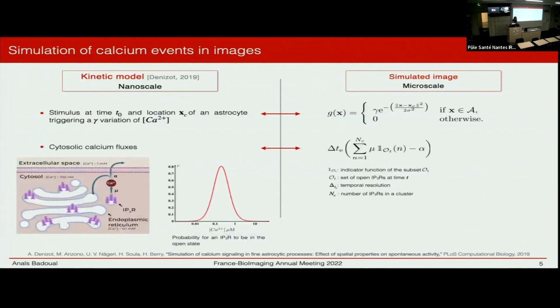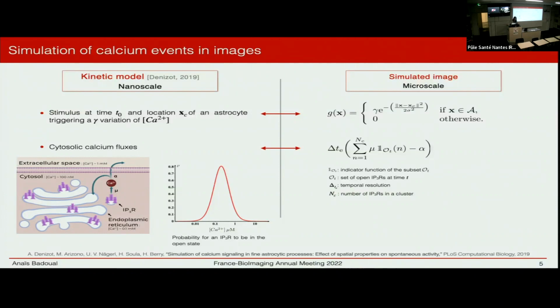Then to simulate the calcium signal in response to this stimulus, we consider the following model. So first, we consider that calcium ions enter the cytosol through calcium channels that I call IP3R that are grouped in a cluster.